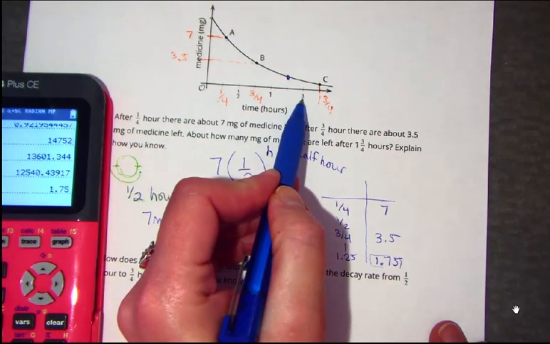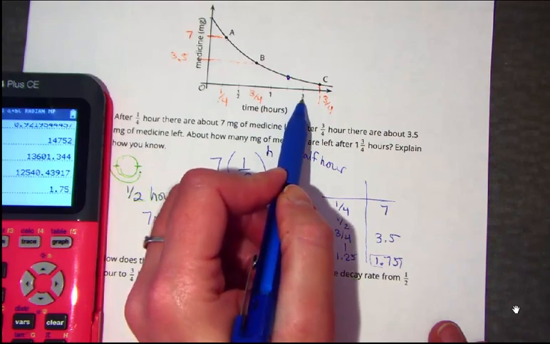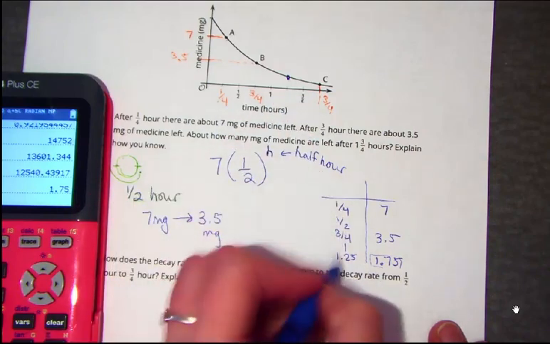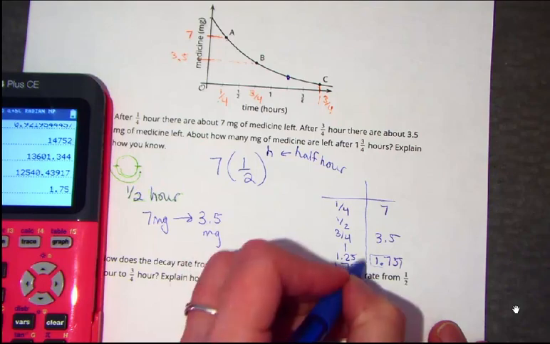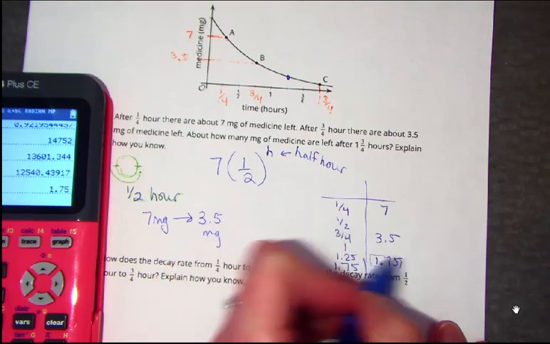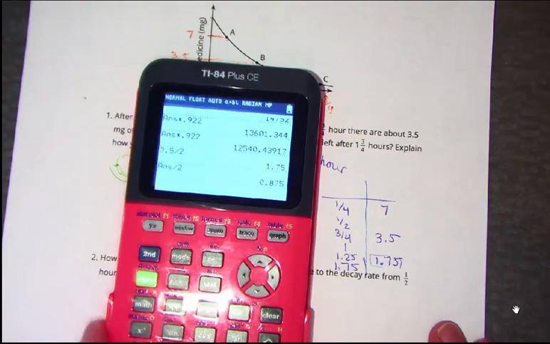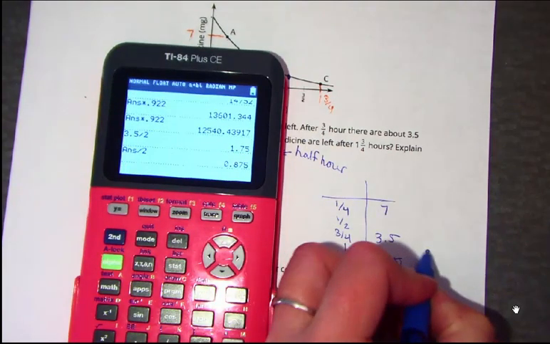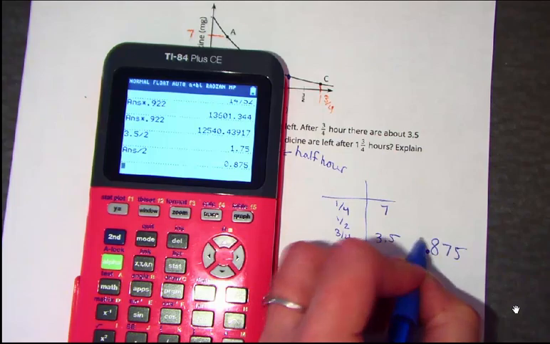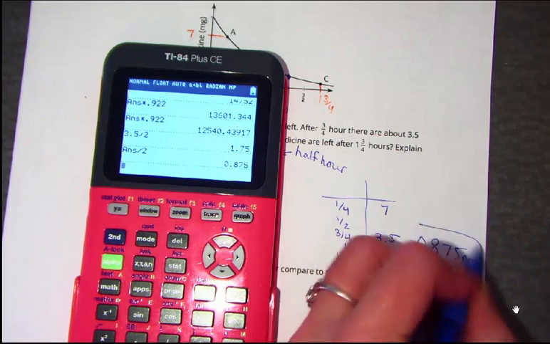And I don't know 3/2. I don't really need to know it. What I need to know is the 1.75, the 1 3/4 hour. It's going to be this value cut in half again. So divided in half again, and we would have 0.875 milligrams left in this person's body.